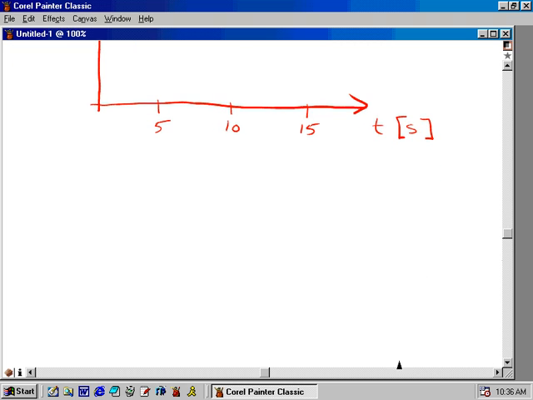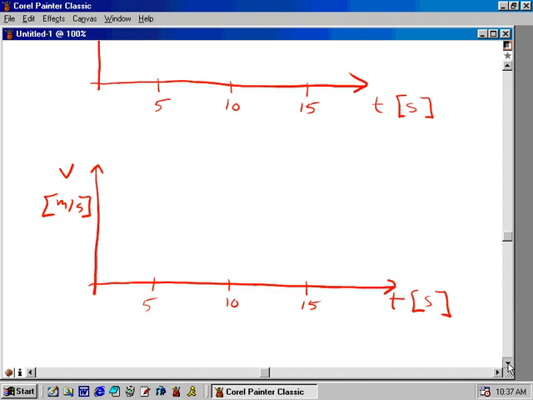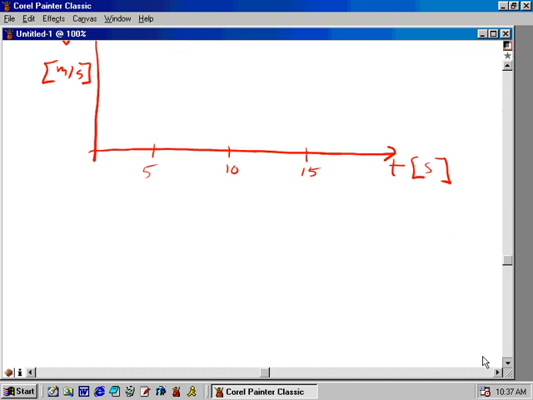Okay, I need a graph of velocity as well. I want to set up the axis for that for now. This car never backs up, so it's never got a negative velocity, so you don't need to go to negative values. Same time intervals. T in units of seconds, and now over here we've got V, which we'll consider to be in units of meters per second.